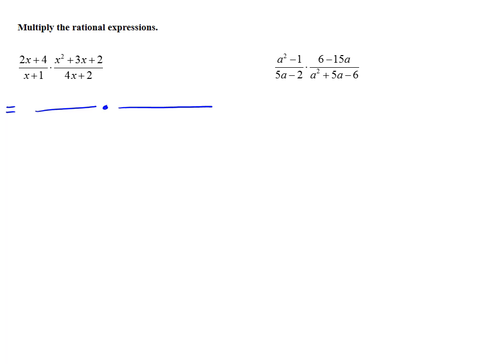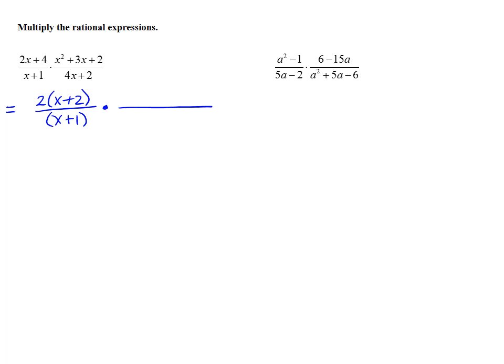So we have a numerator of 2x plus 4 in our first fraction. There's a 2 in common, so take the 2 out, and we're going to be left with x plus 2. In the denominator, x plus 1 has nothing in common, so we'll leave it as x plus 1. Now, I like to put parentheses around that to let myself know that I tried factoring and it didn't factor.